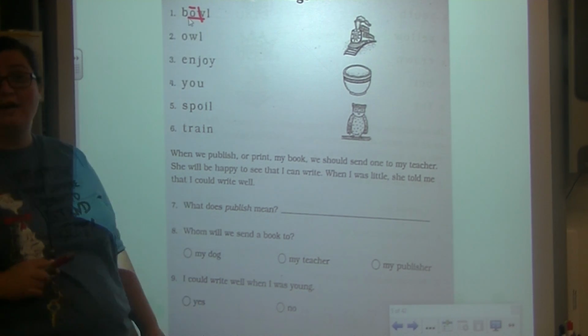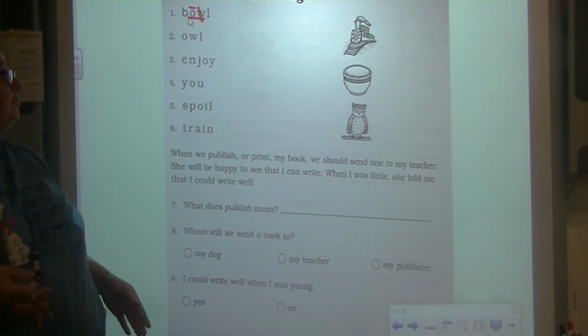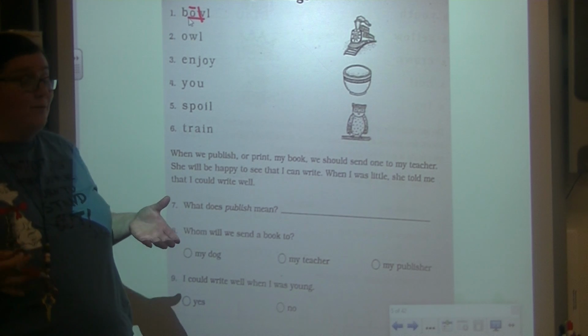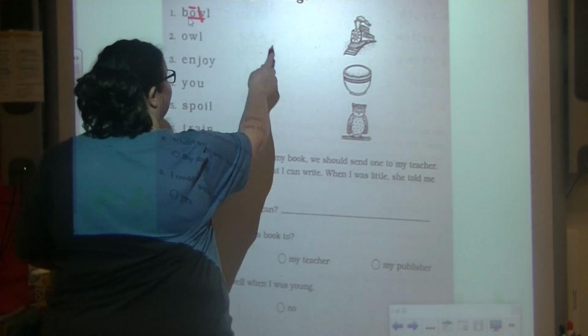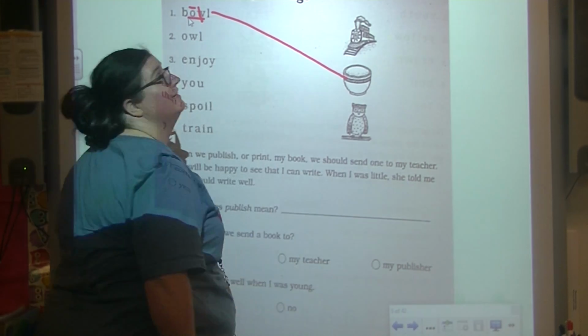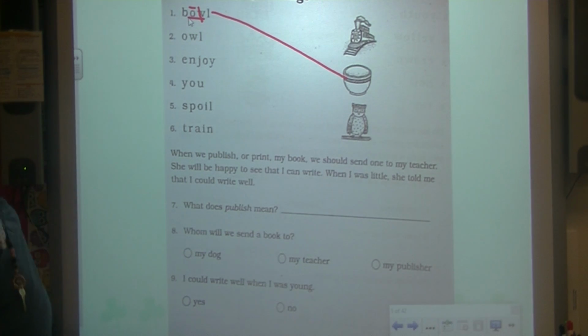Bowl. What word? Bowl. I eat my cereal from a bowl. Now does it make sense? Yes, it does. That word did not have a diphthong in it.